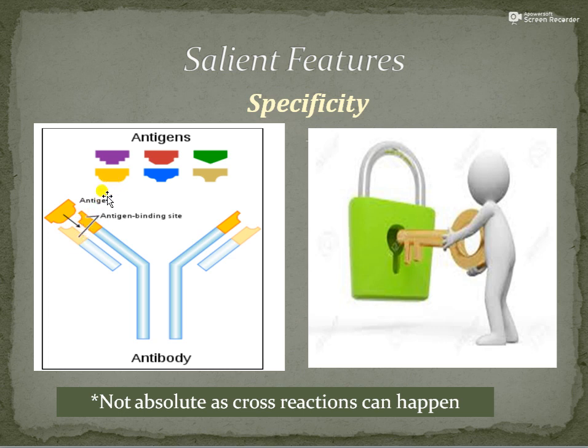Now here in this picture, you can see that only the yellowish antigen can come and bind to the antibody. If you try to put the violet, red or the green antigen to come and bind with the antibody, it will not happen because antibodies are produced specific to a particular antigen. So that's the meaning of the specificity of the antigen antibody reaction.